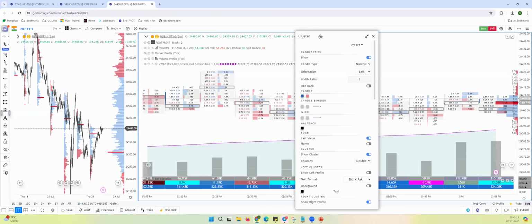If you see the footprint chart settings, what I've done is I've made the candle narrow. To get this view, for example, I've put the candle on the left side.